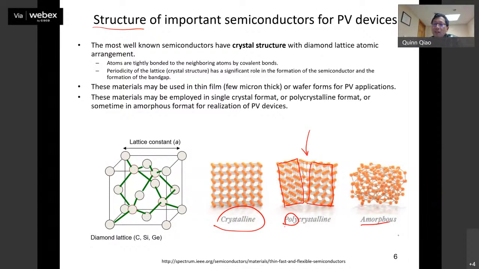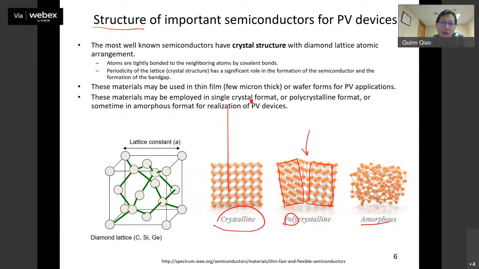All the silicon atoms are disordered with each other. There are dangling bonds everywhere with each silicon atom. So that's why you form this amorphous structure. So you can see you can have crystalline silicon, polycrystalline silicon, and amorphous silicon.